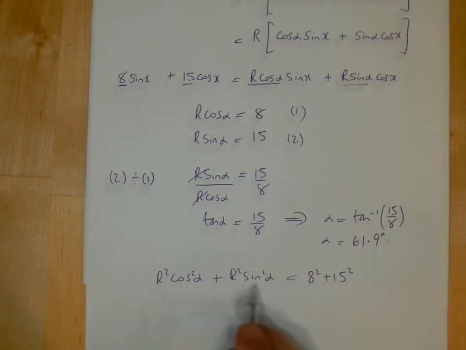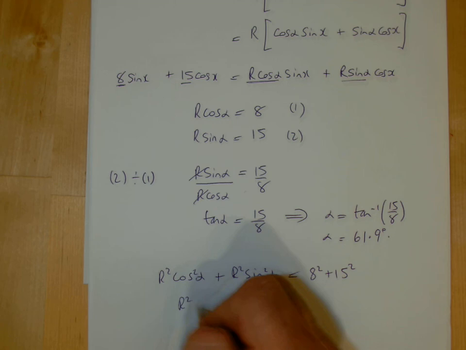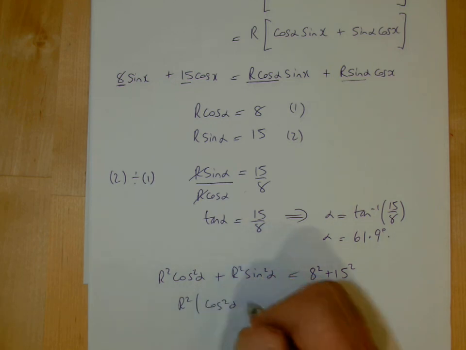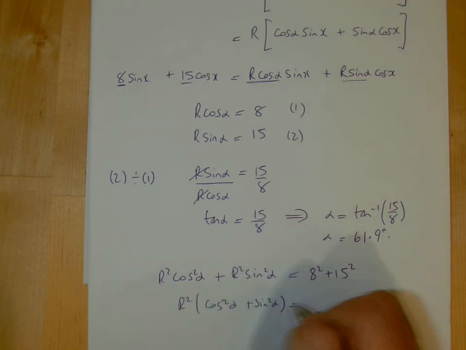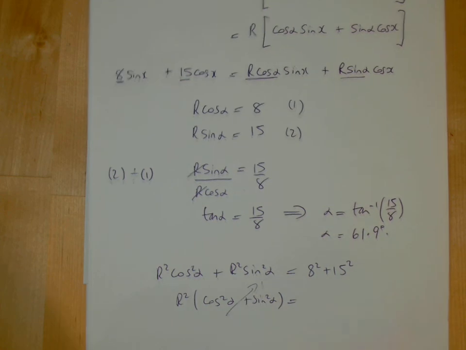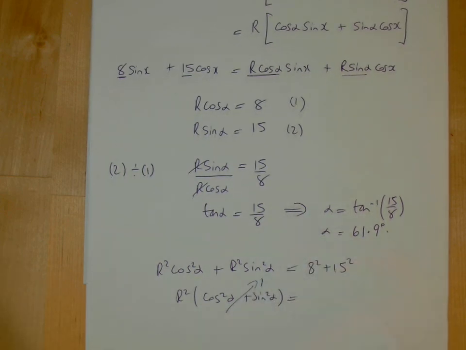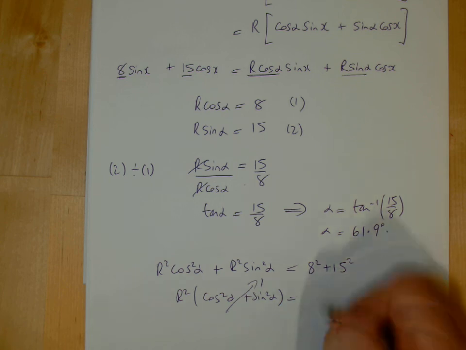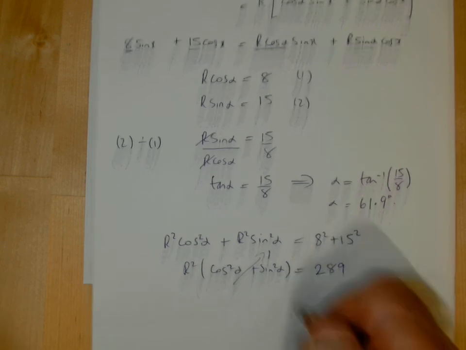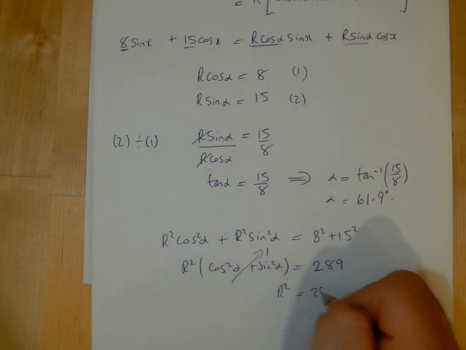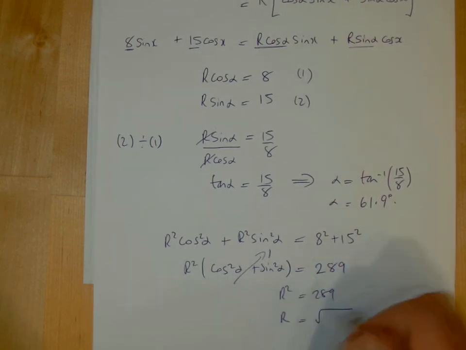Now what's good here is you've got R squared as a common factor. So if I take that out, you'll notice then, of course, that is equal to 1, because cos squared plus sine squared is equal to 1. And you just work out that 8 squared plus 15 squared is 289. So then R squared is 289. So then R, you've just got to square root it, and you get 17 out.